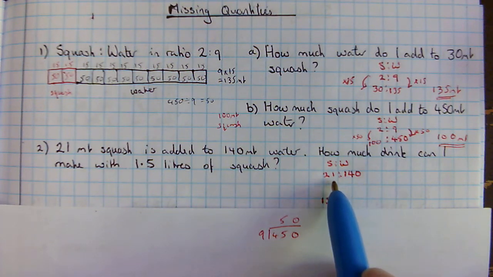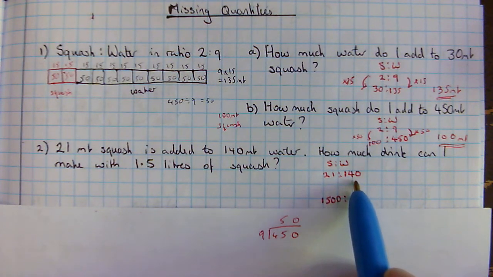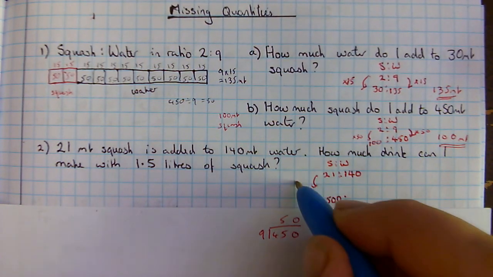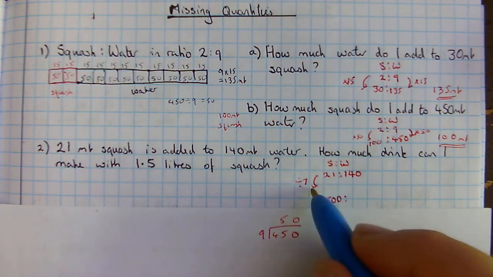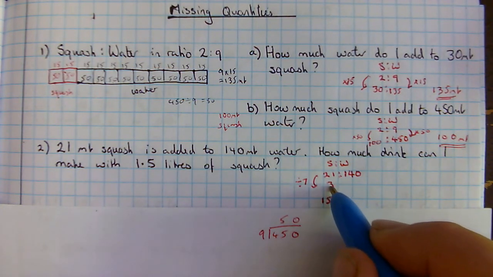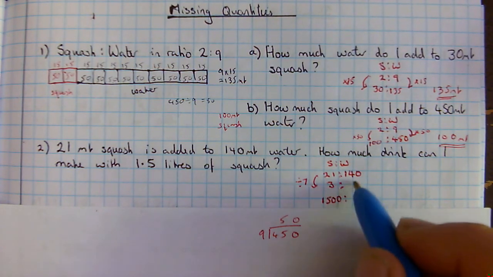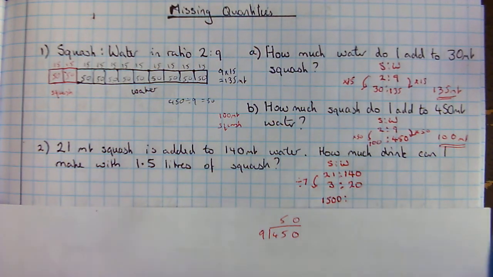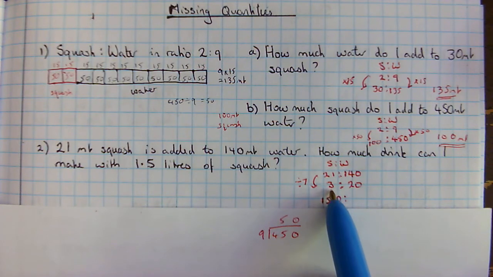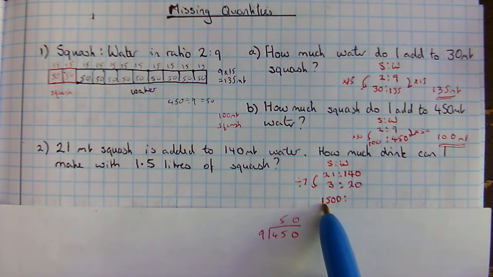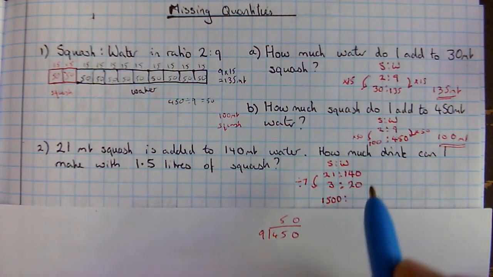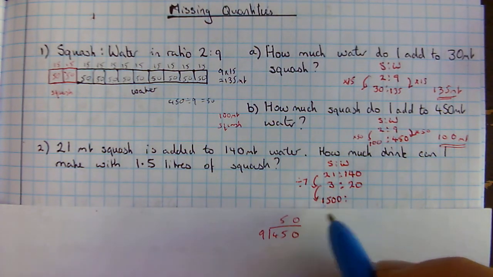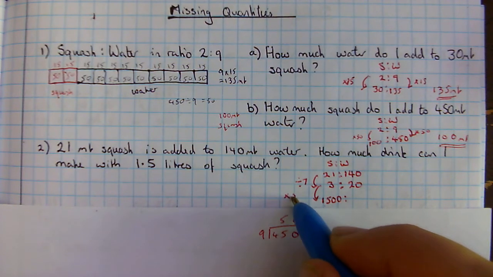Well, what goes into both 21 and 140? Well, both of them are divisible by 7. So if I divide by 7, 7 into 21 goes 3, 7 into 140, well 7 into 14 goes twice, so it's 3 and 20. Now it should be a lot easier, because 3 does go into 15, so 3 must go into 1500. 3 goes into 15 5 times, so 3 goes into 1500 500 times.